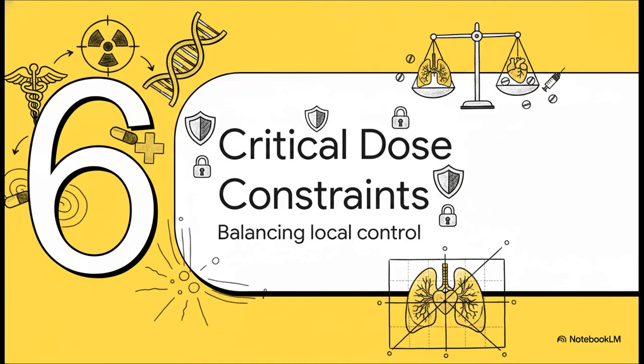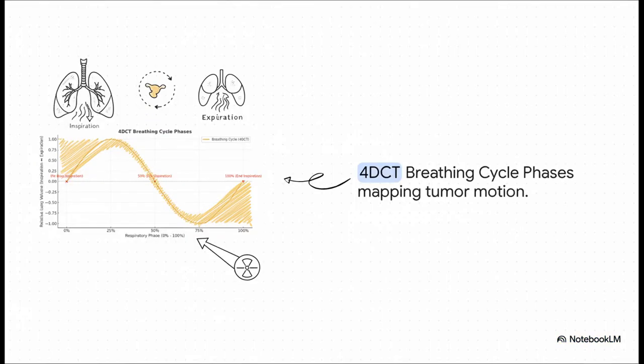Finally, we arrive at Section 6, Critical Dose Constraints. This is the ultimate balancing act between those systemic combinations and local control. Mapping out the 4D CT phases we use to track tumor motion is so cool and, honestly, a great reminder for our daily practice. Just lock this in your brain for the boards. 0% represents maximum or end inspiration, while 50% represents maximum or end expiration. We absolutely have to intimately understand these phases if we want to create accurate internal target volumes.